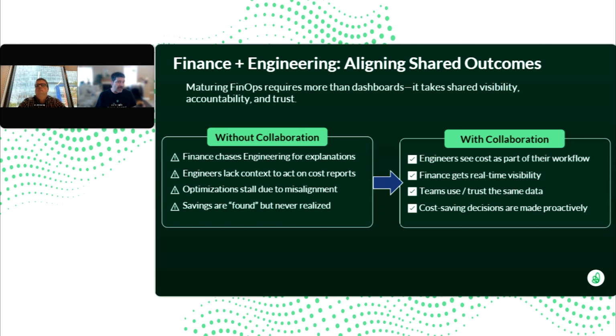Without it, you've got optimizations that stall because engineers go, is this going to break my app? If I do this right-sizing, what's the negative impact of it? Don't we really need this for a big Black Friday, high web traffic event? With collaboration, teams are going to communicate about stuff like that, right? They're going to look at the same data. They're going to be on the same page. They're going to take actions that they all agree on. Without collaboration, savings might be found, right?